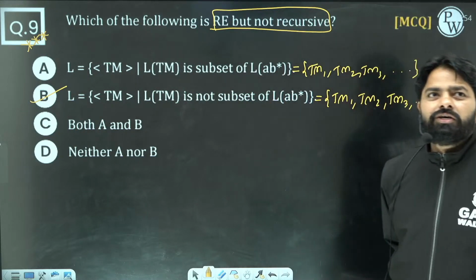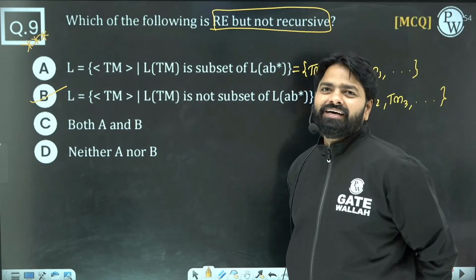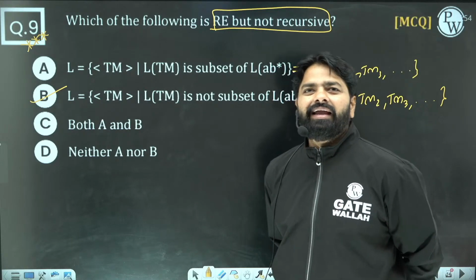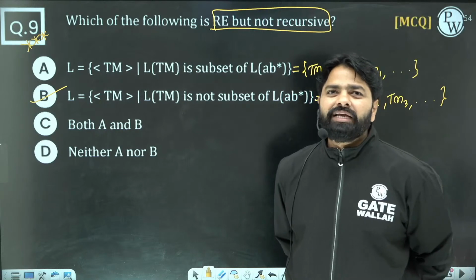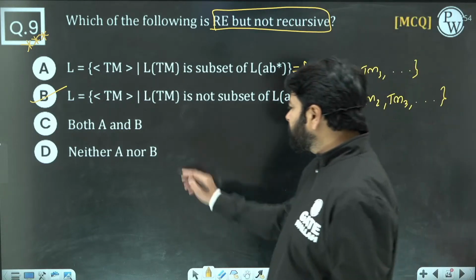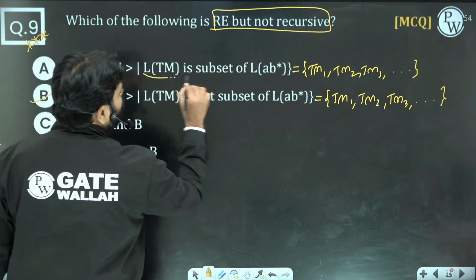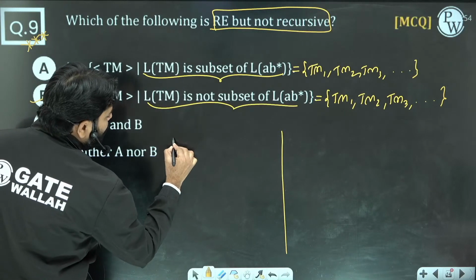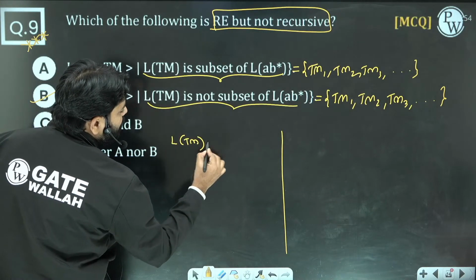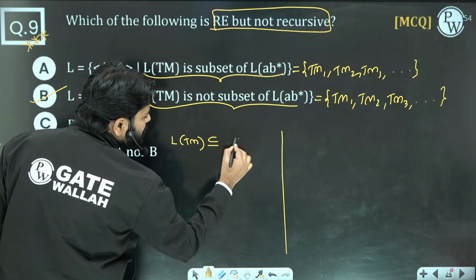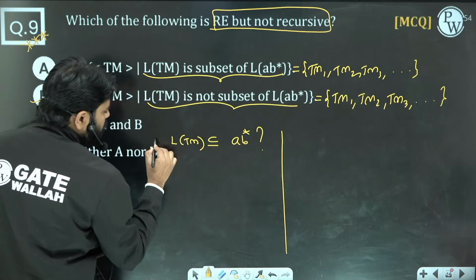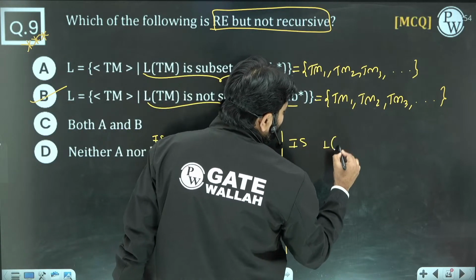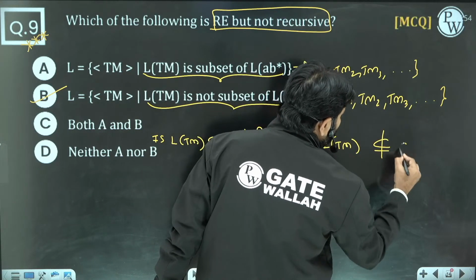B. So you should listen carefully to why that B is REL but not recursive. Okay, nobody answered that, right? A, D, C are all wrong so far. B is the right answer. So look at the story of this meaning. First understand what is this and what is this. I am dividing the problem into two parts. First, the language accepted by TM is a subset of, let's say, AB star, right? This is the first one. And another one I'm making is: the language accepted by TM is not a subset of AB star.